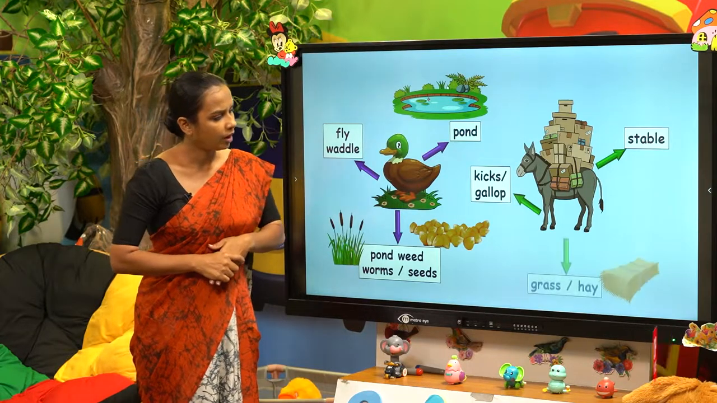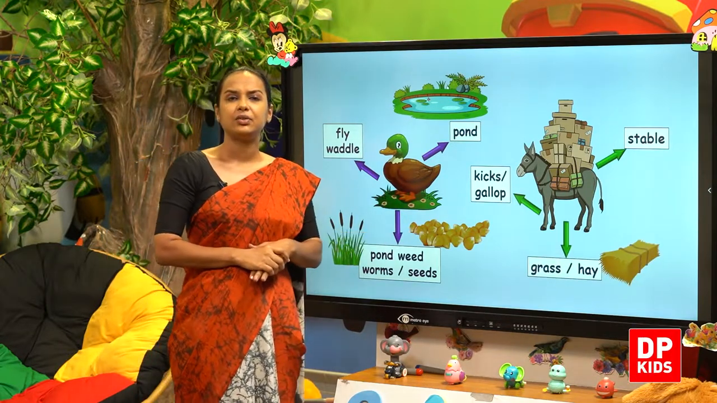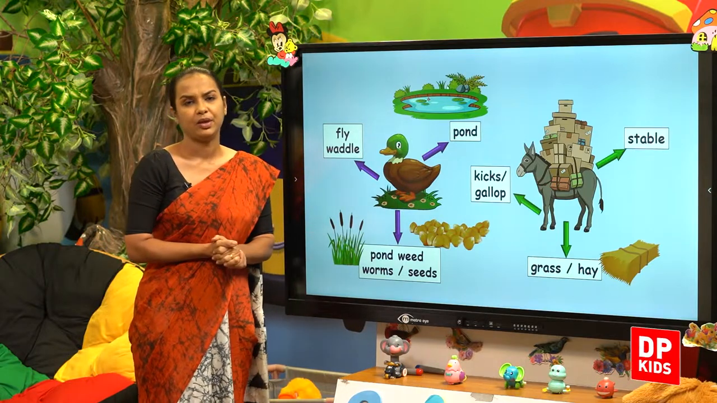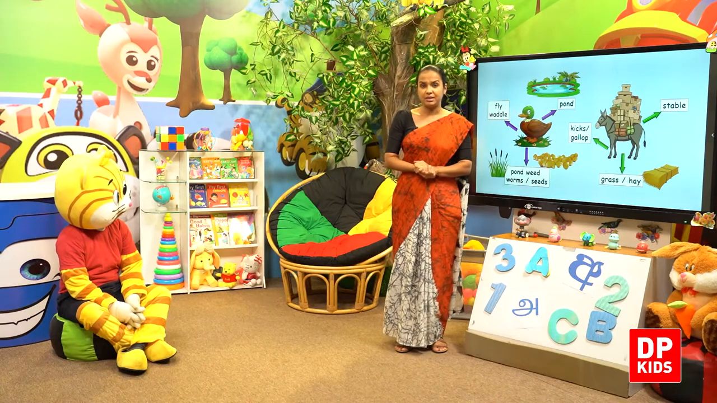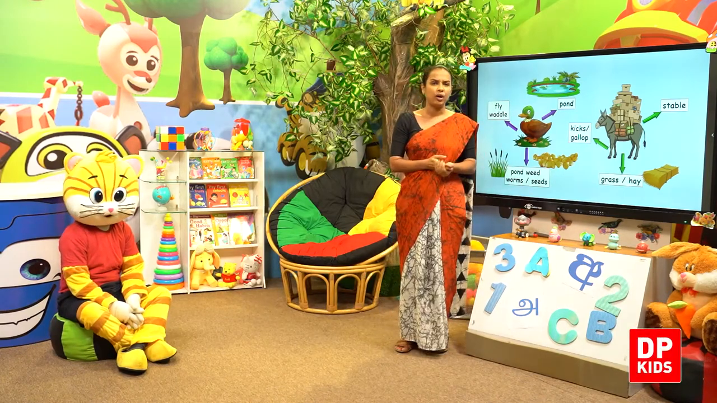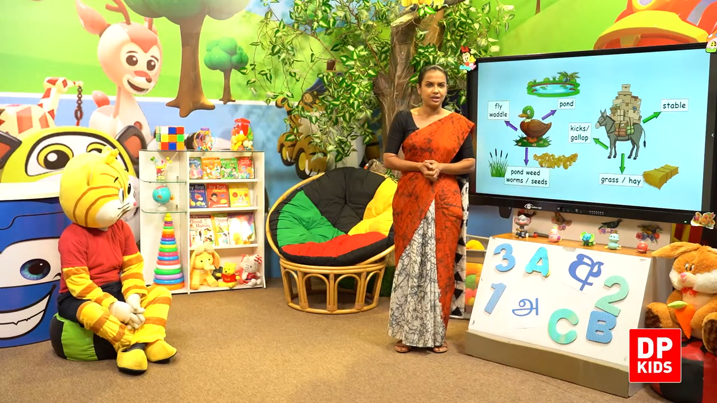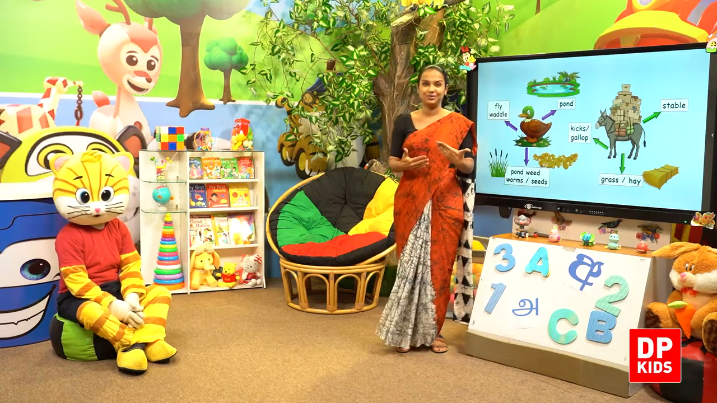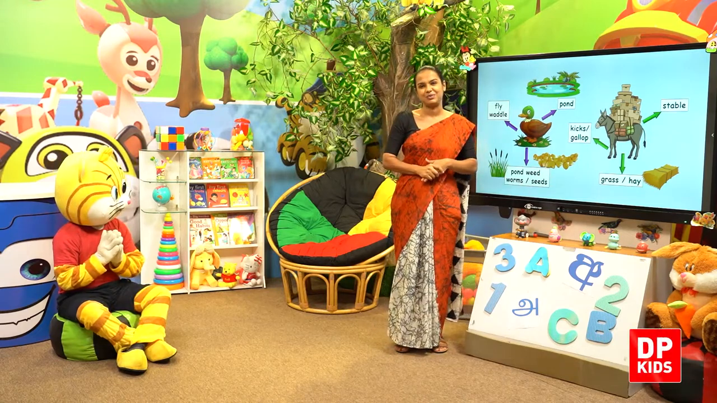And what do they eat? They eat grass and hay. So we learned about farm animals, where they live, what they do, and what they eat. So next, there is an important activity for us to do. So let's move to the next activity.